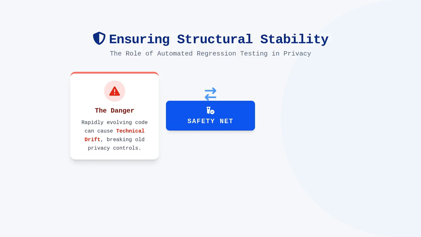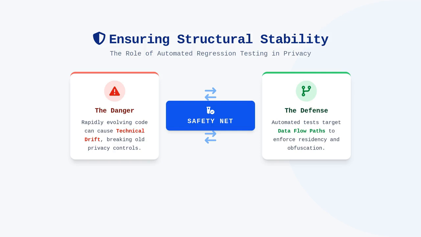These tests should specifically target data flow paths to confirm that even after updates, the system continues to enforce internal privacy policies, such as data residency constraints or specific obfuscation requirements. When an automated test fails, it provides immediate feedback to the engineer, allowing for rapid correction well before the code ever interacts with production data.